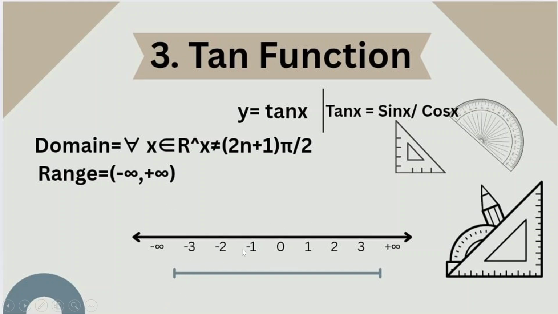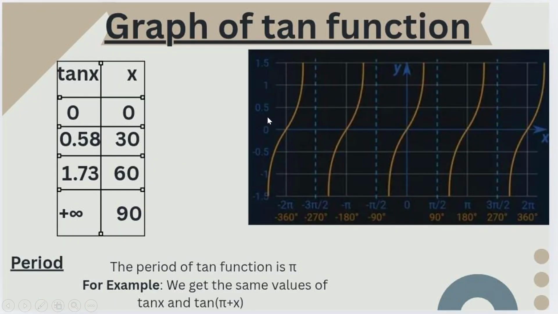Okay, now the graphical representation of the range on the number line is shown below. It shows that it gives all values from minus infinity up to positive infinity. Now again, it is important to know that the tan function is positive in the first and third quadrants, so it gives values from 0 up to positive infinity in the first and third quadrants, while in the second and fourth quadrants the tan function is always negative, so it gives values from 0 down to negative infinity. Now the graph of tan functions is represented below.